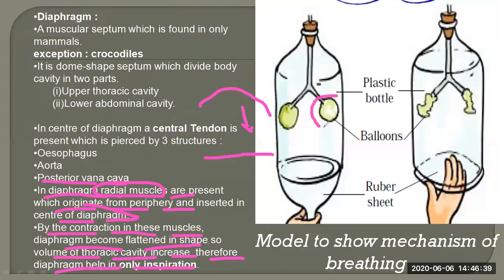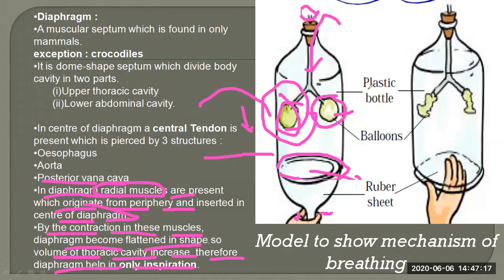Suppose these are two balloons, and this is the diaphragm. The balloons are open to the outside air. If you pull the diaphragm downwards, what will happen? Air rushes inside the balloons, and they become swollen. This is the inspiration mechanism.